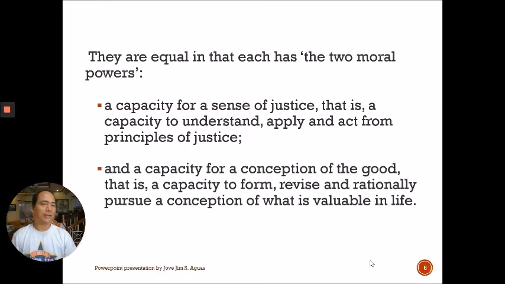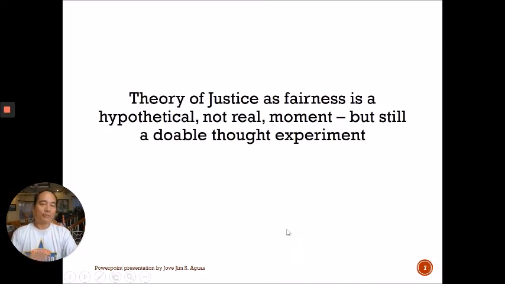So it's not equality in terms of, say, wealth, power, or education, and so forth, because in those things, there is actually inequality. But at least we are equal because we have these two moral powers, a sense of justice and a conception of the good. Okay. Now, for Rawls, the theory of justice as fairness is hypothetical, not real.